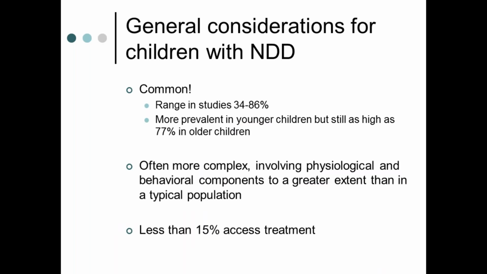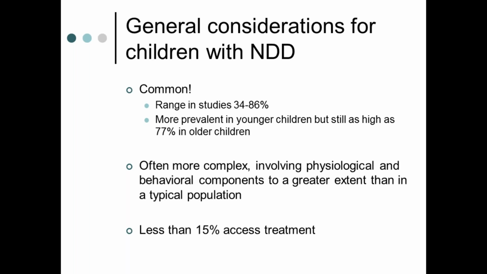Specifically related to kids with neurodevelopmental disabilities, and I'm going to say NDDs just to represent that for the rest of my slides. They're super common, and actually, while the range I've put there is 34 to 86%, most studies recently are really talking about sleep disorders in the group of children upwards of 70 and close to 90% of the time. So it's common to the point of almost ubiquitous.